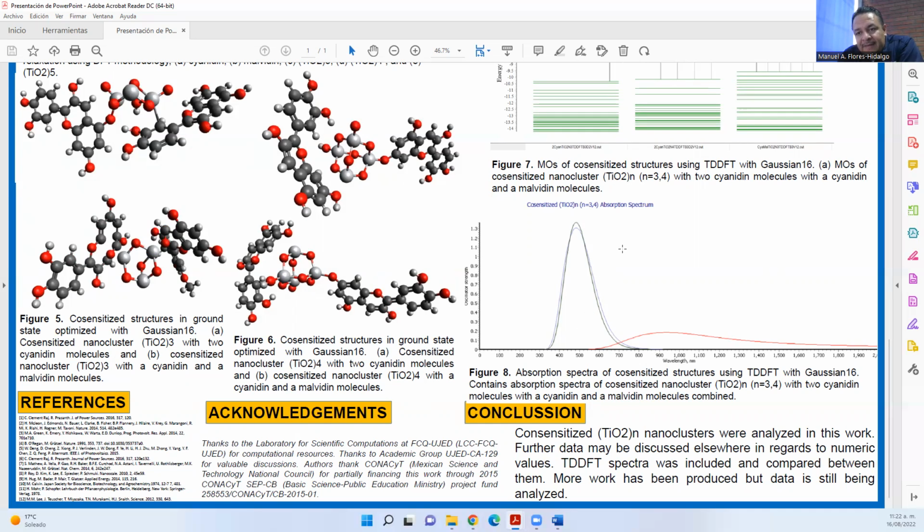So the main difference that we have detected here may be because of the difference in molecules. When we have the same molecule, the change of nanoclusters doesn't give a huge or an important change in the spectrum. So, we have a lot to explain from here.